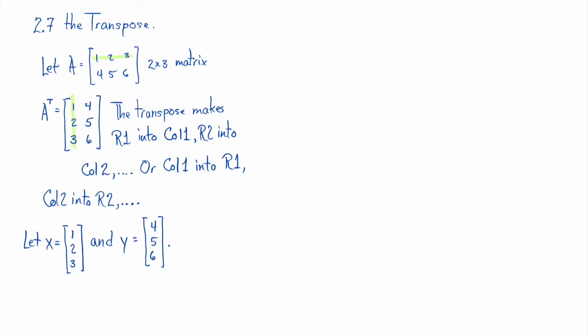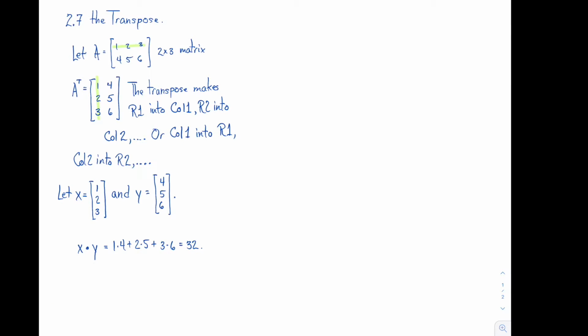Now let's play with this. Right now, when we have 2 column vectors, we can't multiply, but we can take the dot product of X and Y. And if we do that, that would be 1 times 4 plus 2 times 5 plus 3 times 6, that's 4 plus 10 plus 18, or we could just write 32. So all we can do is take the dot product.